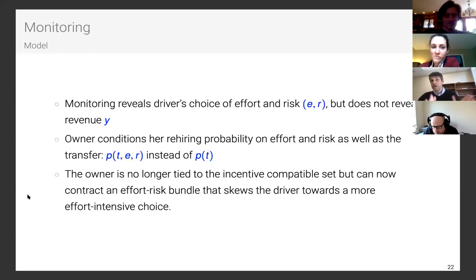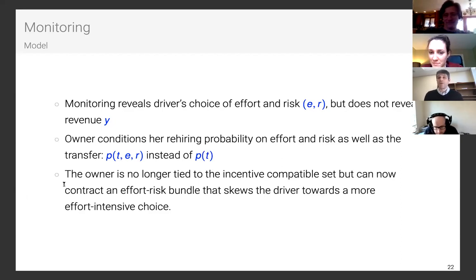Okay, so really quickly, I'll just summarize what monitoring does to this model, sort of what we think it's going to be doing. The introduction of monitoring is going to reveal the agent's choices of effort and risk to the owner, but is not going to reveal why. This mimics exactly what our monitoring device, we think, does, and most monitoring devices on the market do. What this allows the owner to do is change their rehiring probability, the arguments of it, to include those choices, effort and risk, instead of just being limited to this transfer amount before.